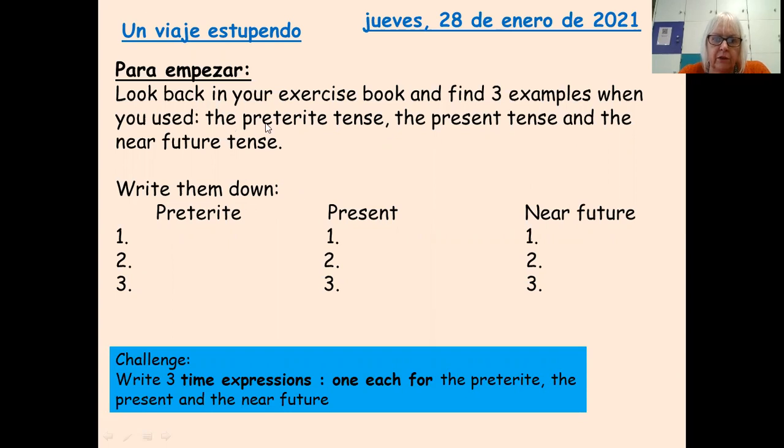So what I want you to do as a starter is look back in your exercise book and find 3 examples when you used the preterite tense, the present tense, and the near future tense. You've got 3 minutes to do that, so just leaf through your book, find 3 preterite, 3 present, 3 near future, and if you have any time, write 3 time expressions, 1 each for preterite, present, and near future. Off you go. We'll give you 4 minutes, so pause the video for 4 minutes. Do that as quick as you can. When you're ready, come back and resume the video.